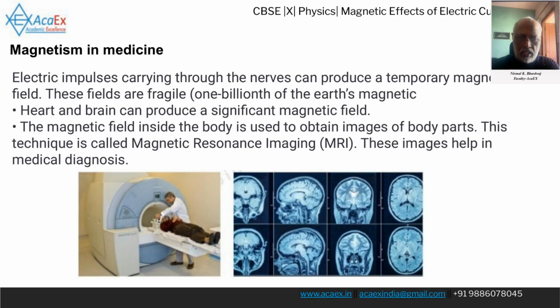Magnetism in medicine. The human body generates weak electric impulses carried through the nerves, which can produce a temporary magnetic field. These fields are very weak, about 1/1000th of the Earth's magnetic field. The heart and brain can produce a significant magnetic field. The magnetic field inside the body is used to obtain images of body parts. This technique is called magnetic resonance imaging, MRI. These images help in medical diagnosis.